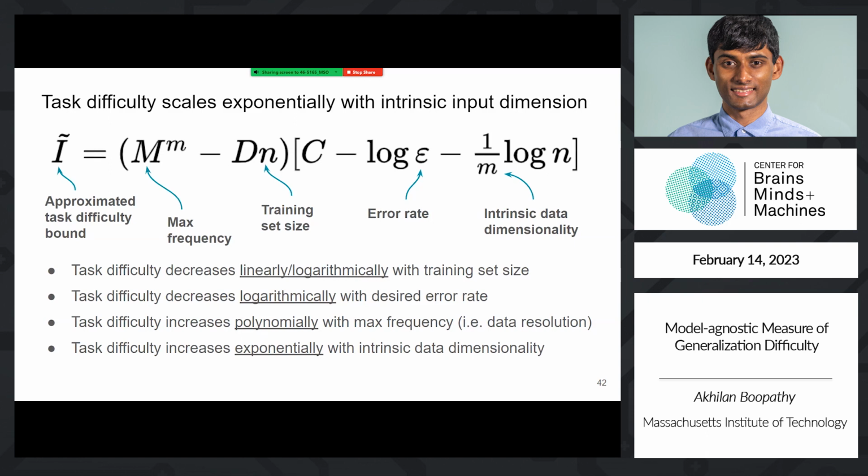We pick M based on the task. We can set a relevant resolution that we might want to consider. We just set it based on the interclass distance between different classes. So if classes are really far apart, as they might be for MNIST, then this relevant max frequency is probably going to be smaller.